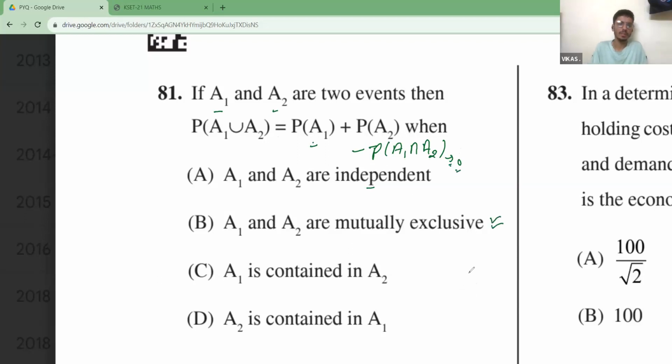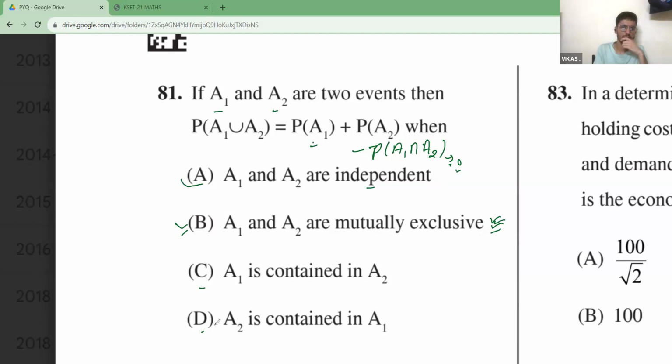They are mutually exclusive. But you should keep in mind that you need examples of why the other options are false. I know that this is true, but why are they false? You should have some example in your head, right?